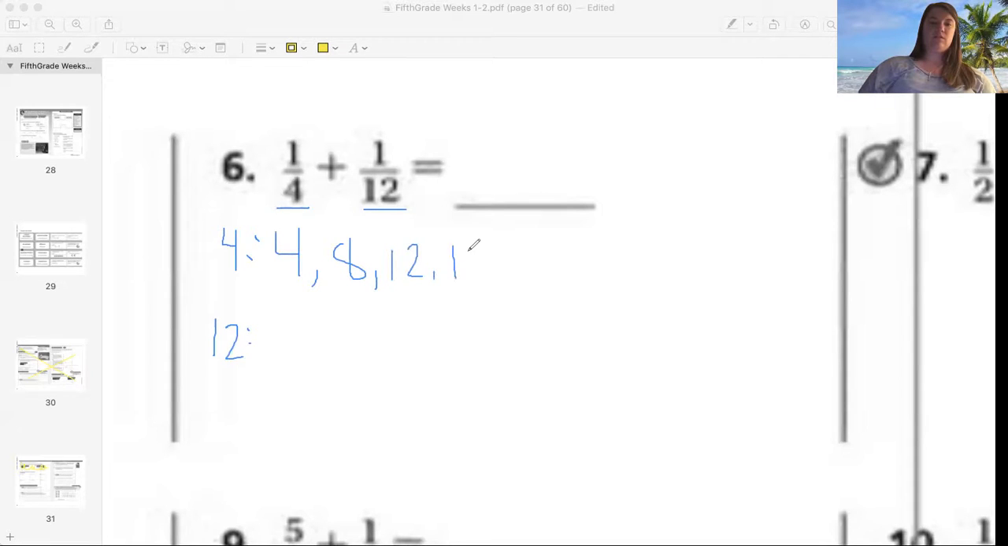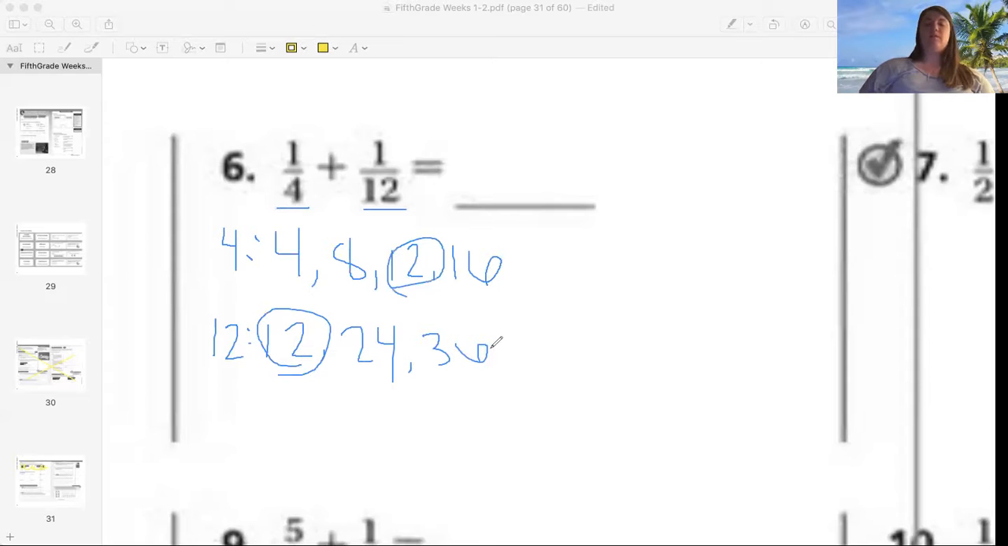16. And then same thing here, 12, 24, 36. And then I can look and I quickly notice that they both seem to have 12. So that makes my least common multiple 12. So then if you remember, the next step is we rewrite the fractions.